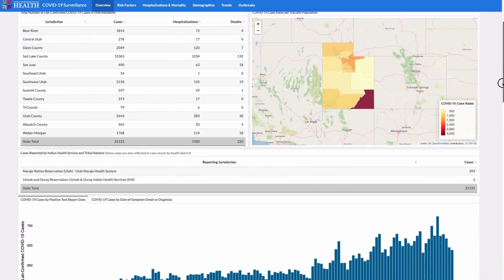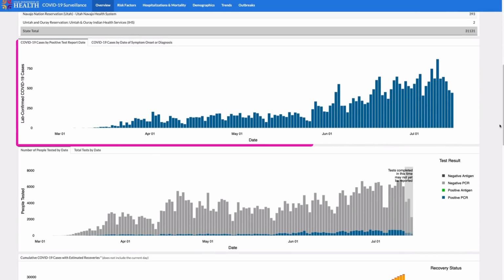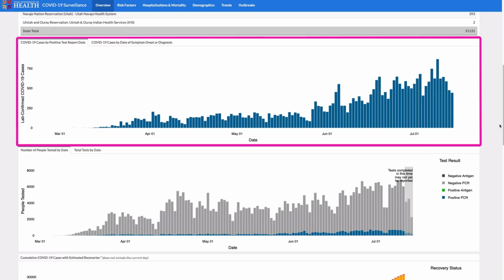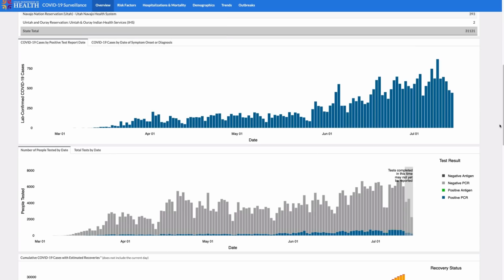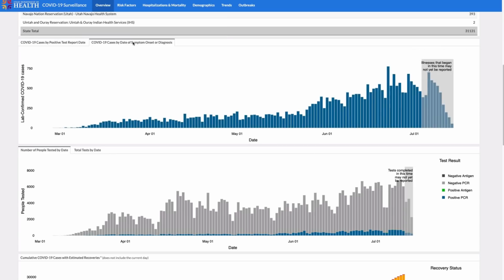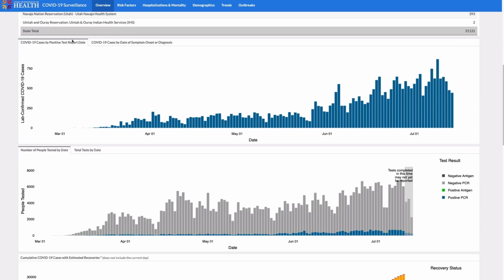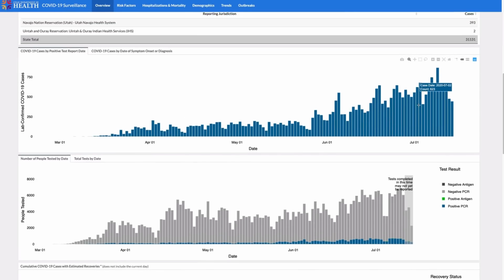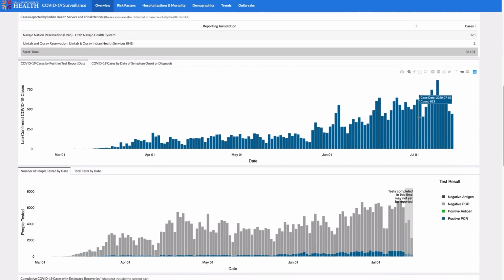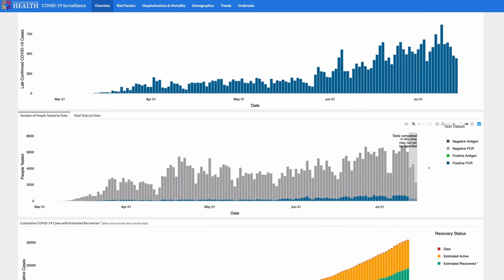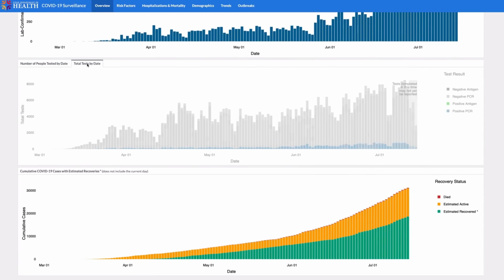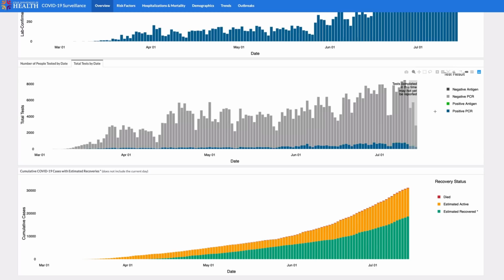Moving down the page, the cases by positive test date and the cases by symptom onset date charts have been collapsed under tabs to preserve space. Clicking on the relevant tab will reveal the chart. For all charts, you can hover your cursor over the chart to see the specific data points. Below these charts, we have added a total test by date chart. PCR and antigen tests will be represented by different colors on the chart.